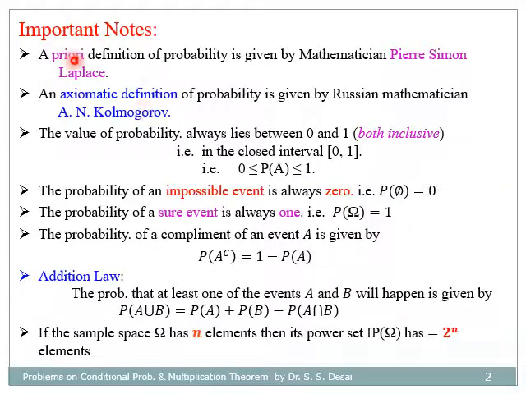The a priori definition of probability is given by Laplace. The axiomatic definition of probability is given by Kolmogorov. The value of probability always lies between 0 and 1. The probability of an impossible event is 0. The probability of a sure event is always 1. The probability of a complement is equal to 1 minus the probability of A. Addition law of probability: probability of A union B is equal to probability of A plus probability of B minus probability of A intersection B.